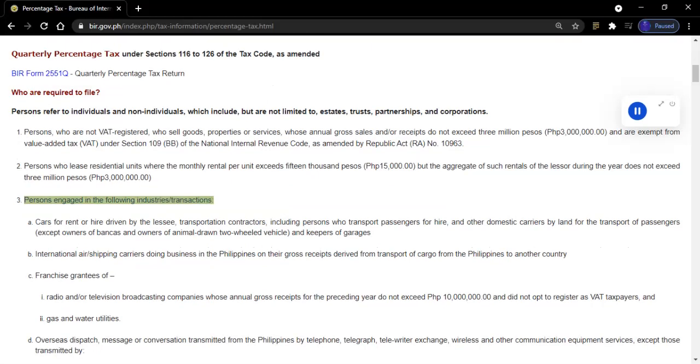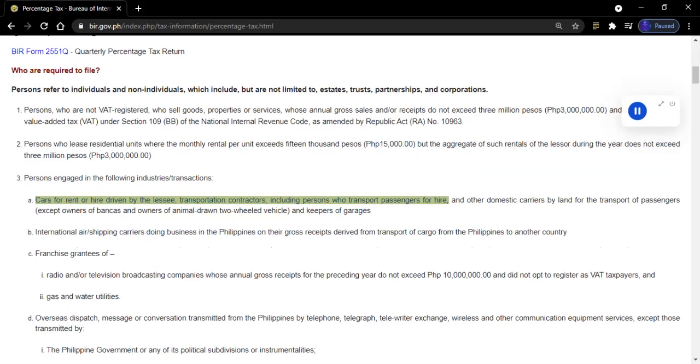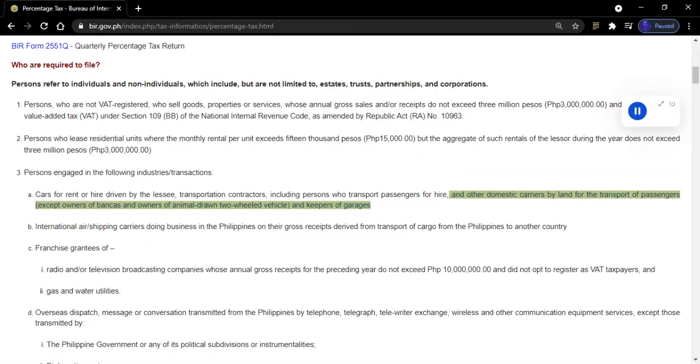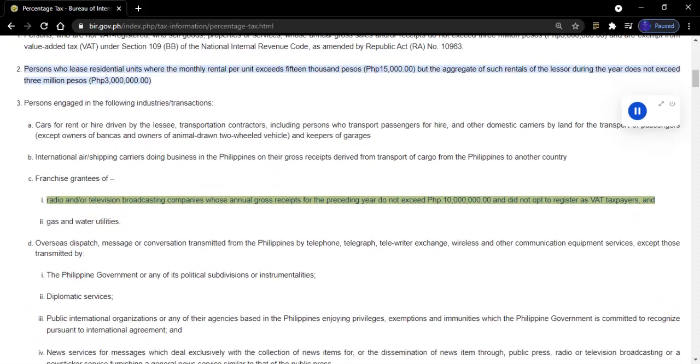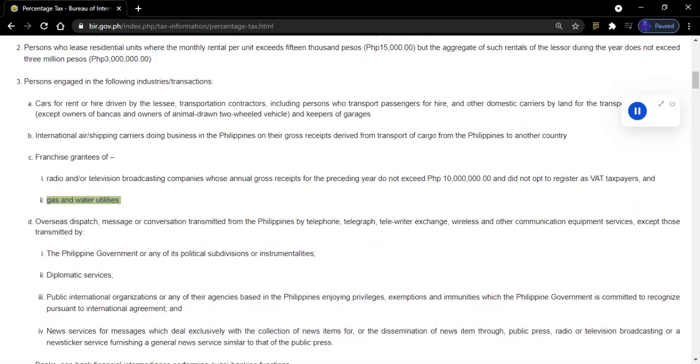Persons engaged in the following industries, transactions: cars for rent or hire driven by the lessee, transportation contractors, including persons who transport passengers for hire, and other domestic carriers by land for the transport of passengers, except owners of bancas and owners of animal-drawn two-wheeled vehicle, and keepers of garages. International air shipping carriers doing business in the Philippines on the gross receipts derived from transport of cargo from the Philippines to another country. Franchise grantees of radio and/or television broadcasting companies whose annual gross receipts for the preceding year do not exceed PHP 10,000,000.00 and did not opt to register as VAT taxpayers, and gas and water utilities.